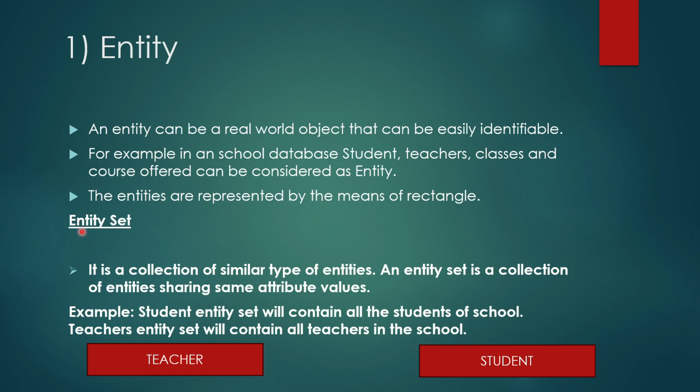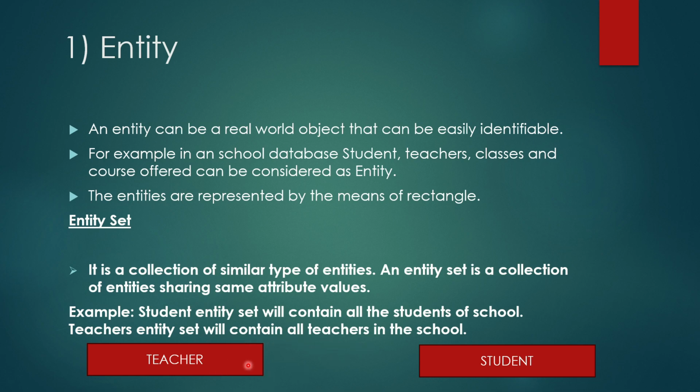Now, what is an entity set? It is a collection of similar types of entities. An entity set is a collection of entities sharing the same attribute values. For example, the student entity set will contain all the students of the school. The teacher entity set will contain all teachers in the school.